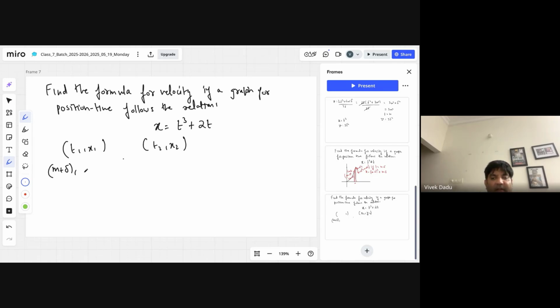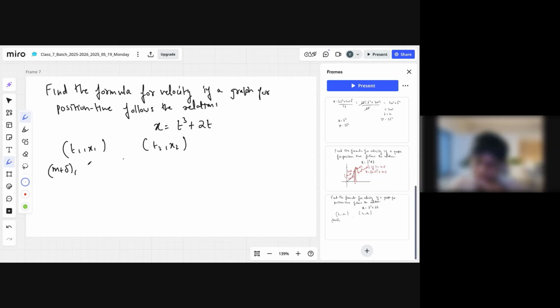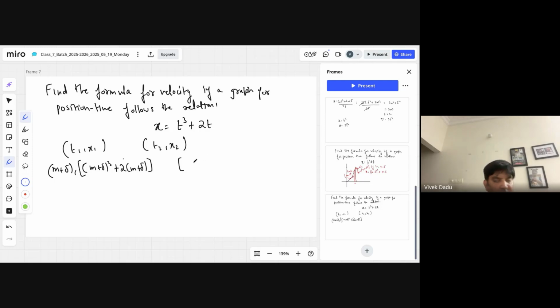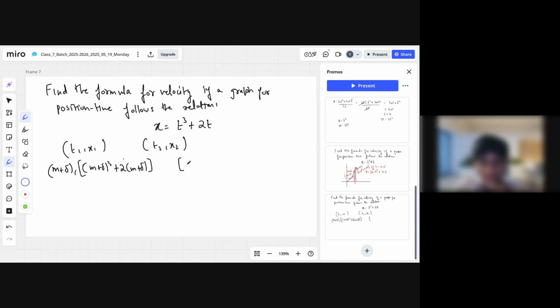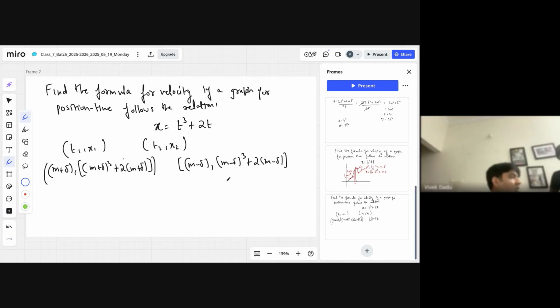Now tell me, if t1 is m plus delta, x1 is m plus delta whole cube plus 2 times m plus delta. Then here, what will t2 and x2 become? Sir, t2 will become m minus delta and x2 will become m minus delta whole cube plus 2 times m minus delta. Could you check? Yeah.